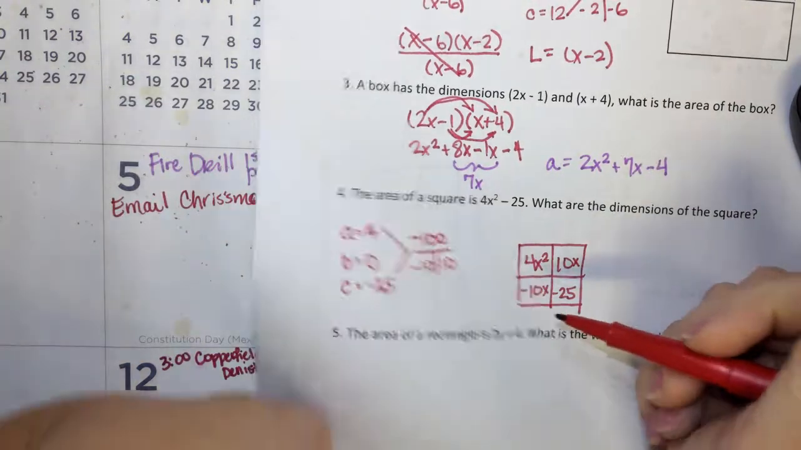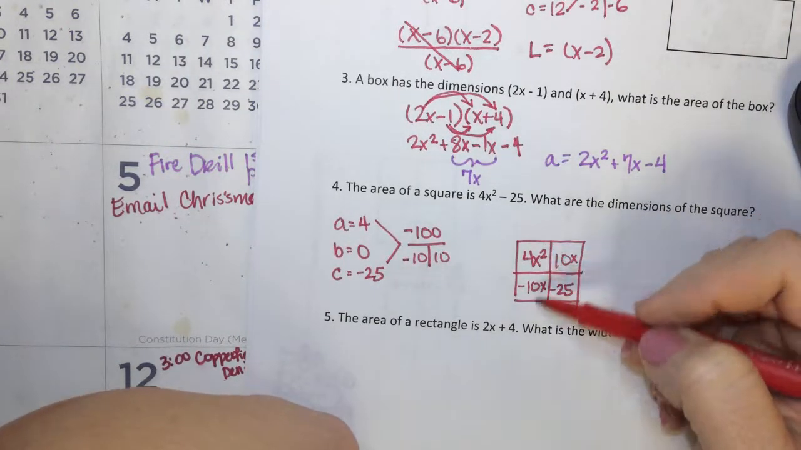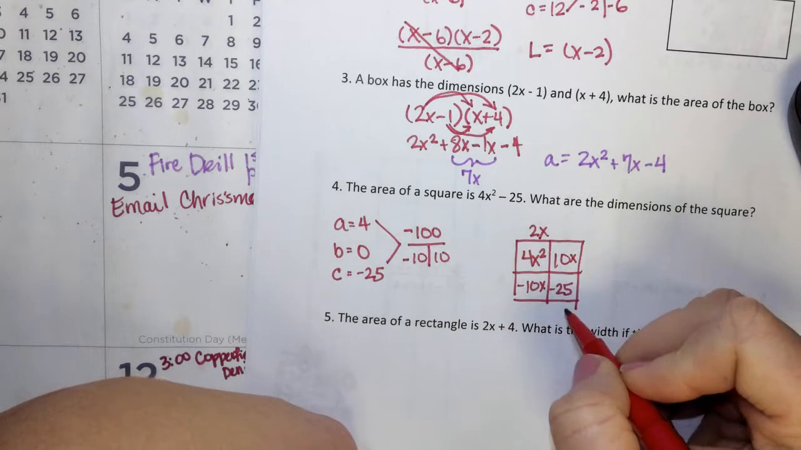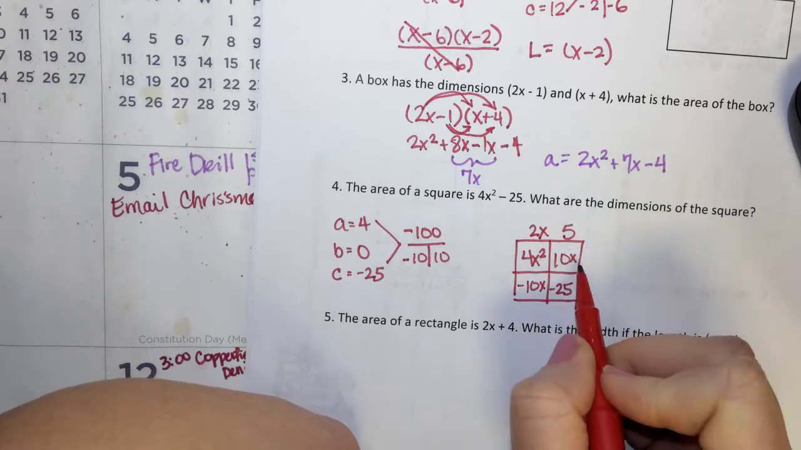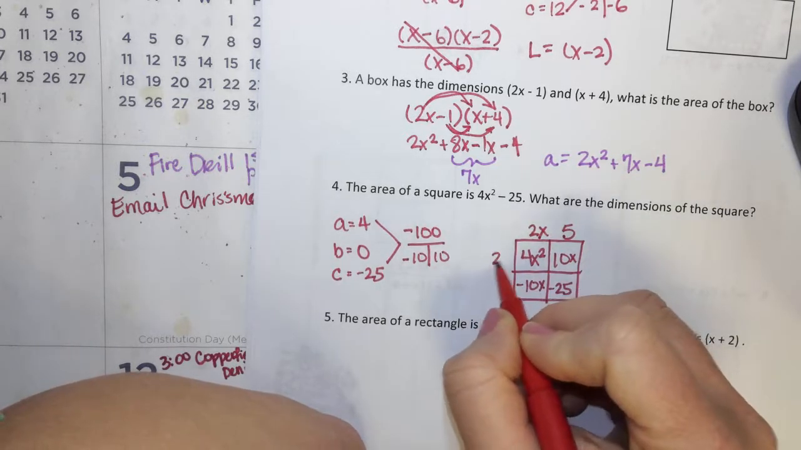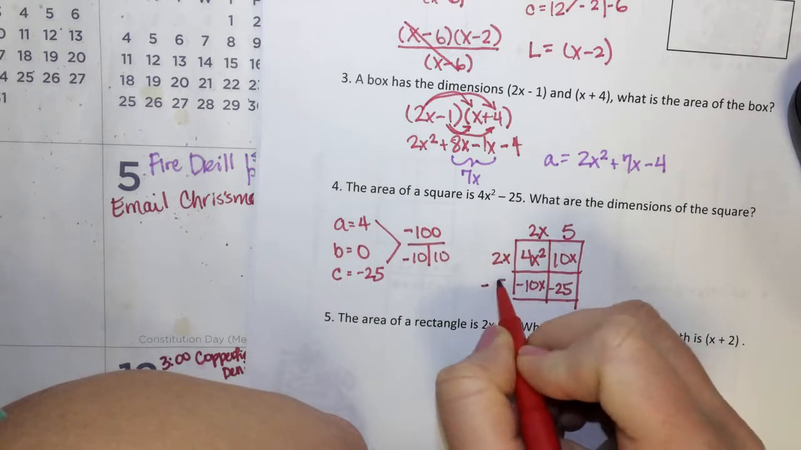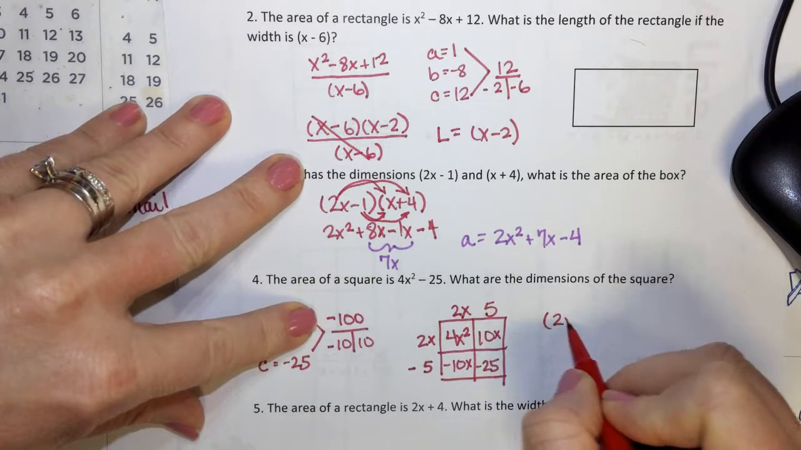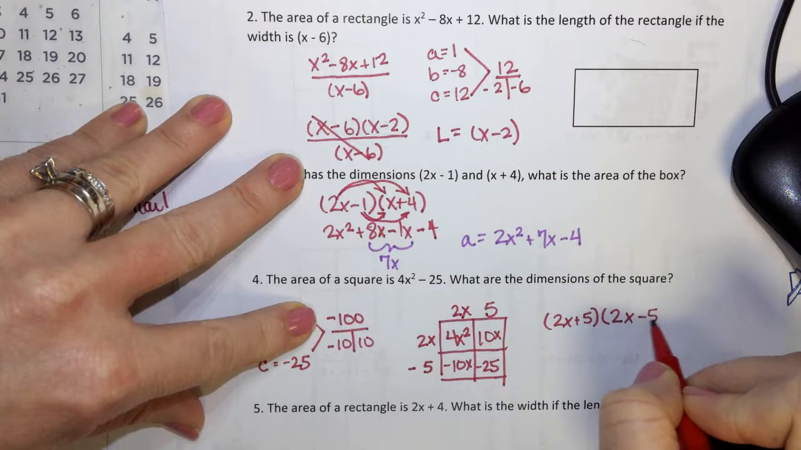So now I'm ready to factor out. So from the first column, I see that both of these are divisible by 2x. And in my second column, these are both divisible by 5. In the top row, again, these are both divisible by 2x. And in my bottom row, these are both divisible by negative 5. So therefore, my dimensions are 2x plus 5 and 2x minus 5.